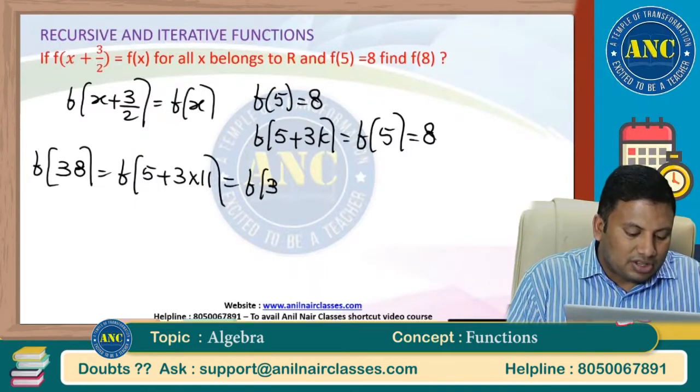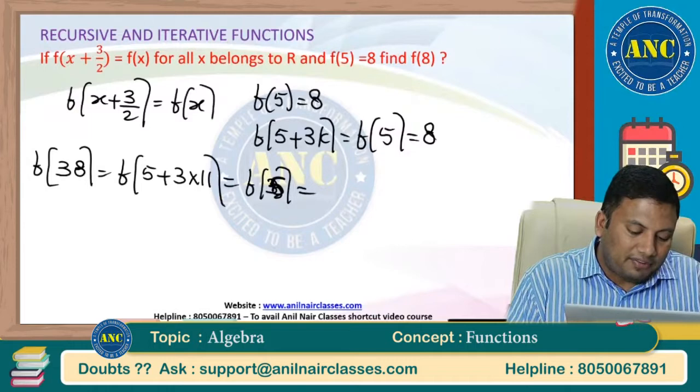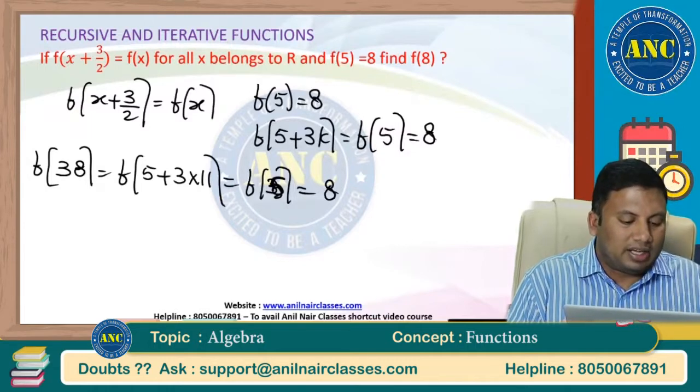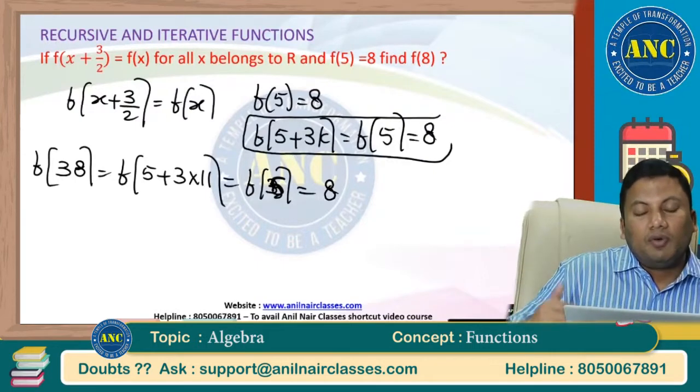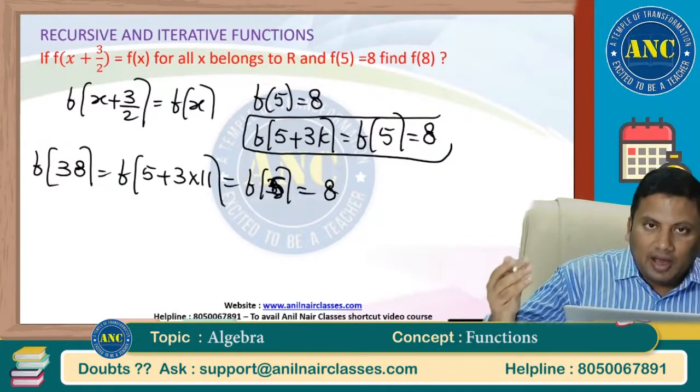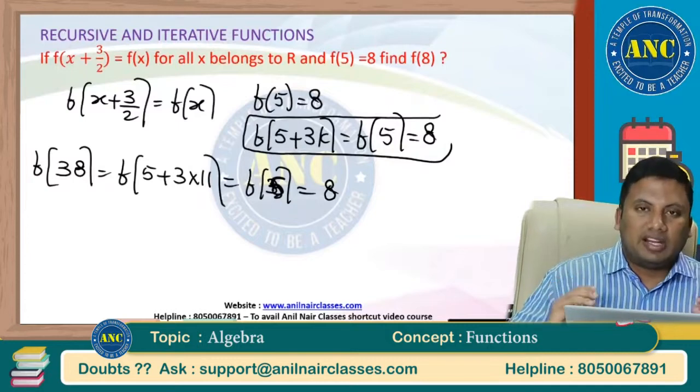f of 5 plus 3k is equivalent to f of 5. F of 5 is nothing but 8. So f of 5 plus 3k is nothing but 8. What will happen if it is other values? That kind of problem we are also discussing.